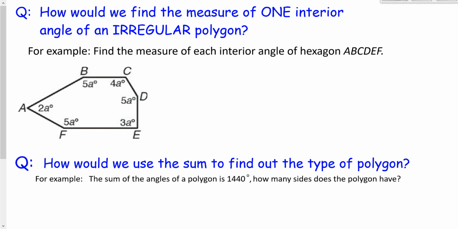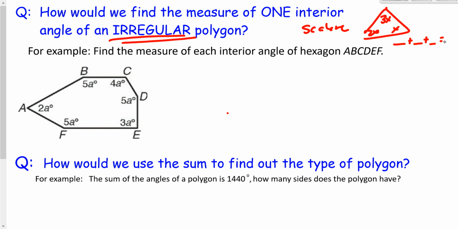Those were regular shapes. These are now irregular. Irregular means that they are not equal. So if you had a scalene triangle and they were all different measures, 3x, 2x, and x, what would you do? Well, you would add the 3 angles up and set them equal to its total of 180.